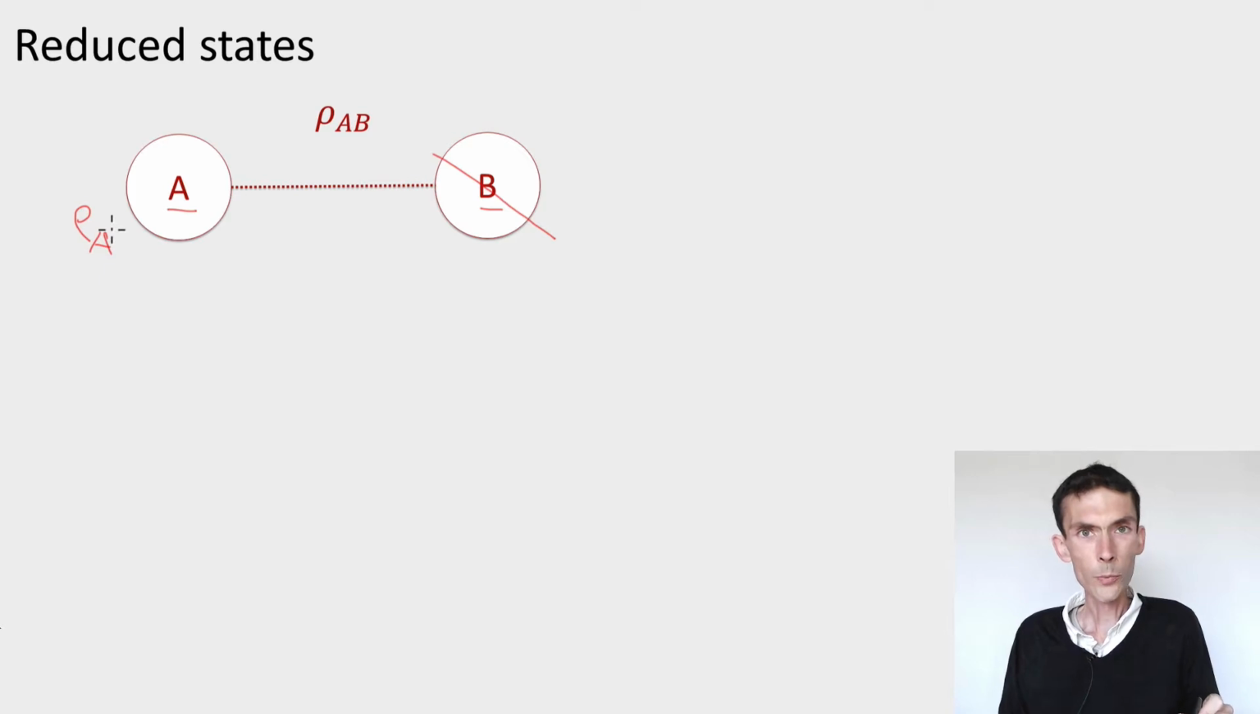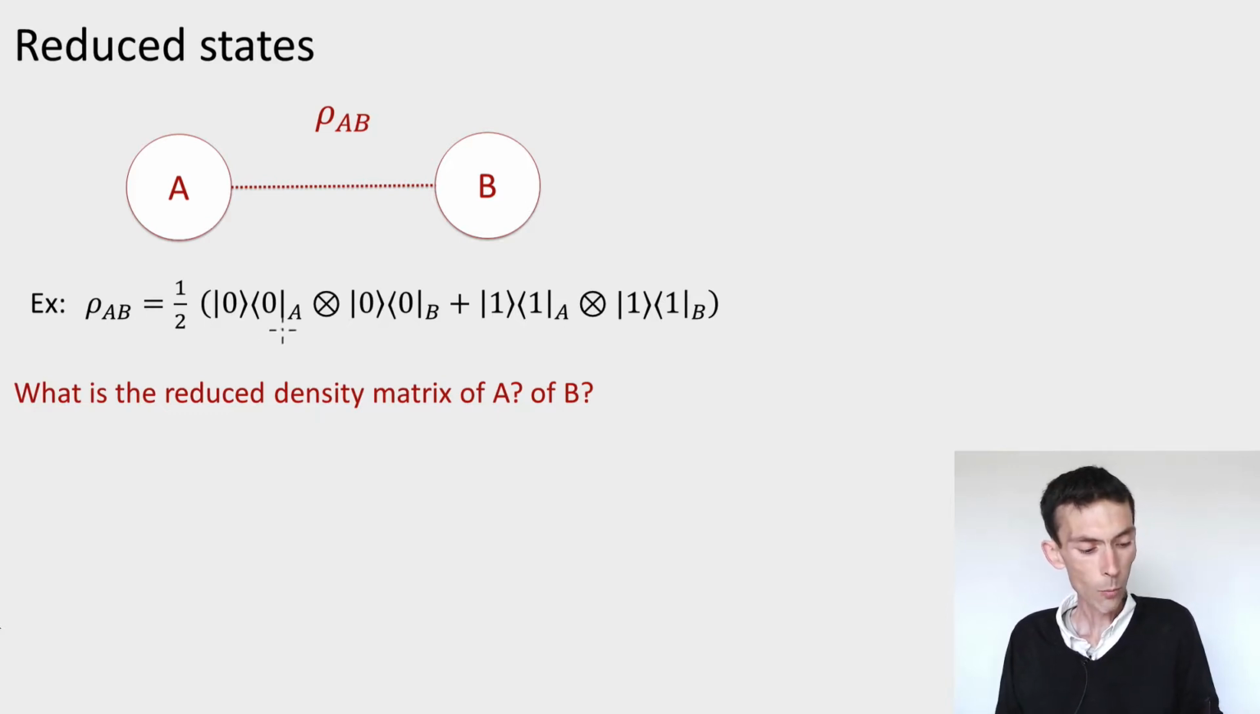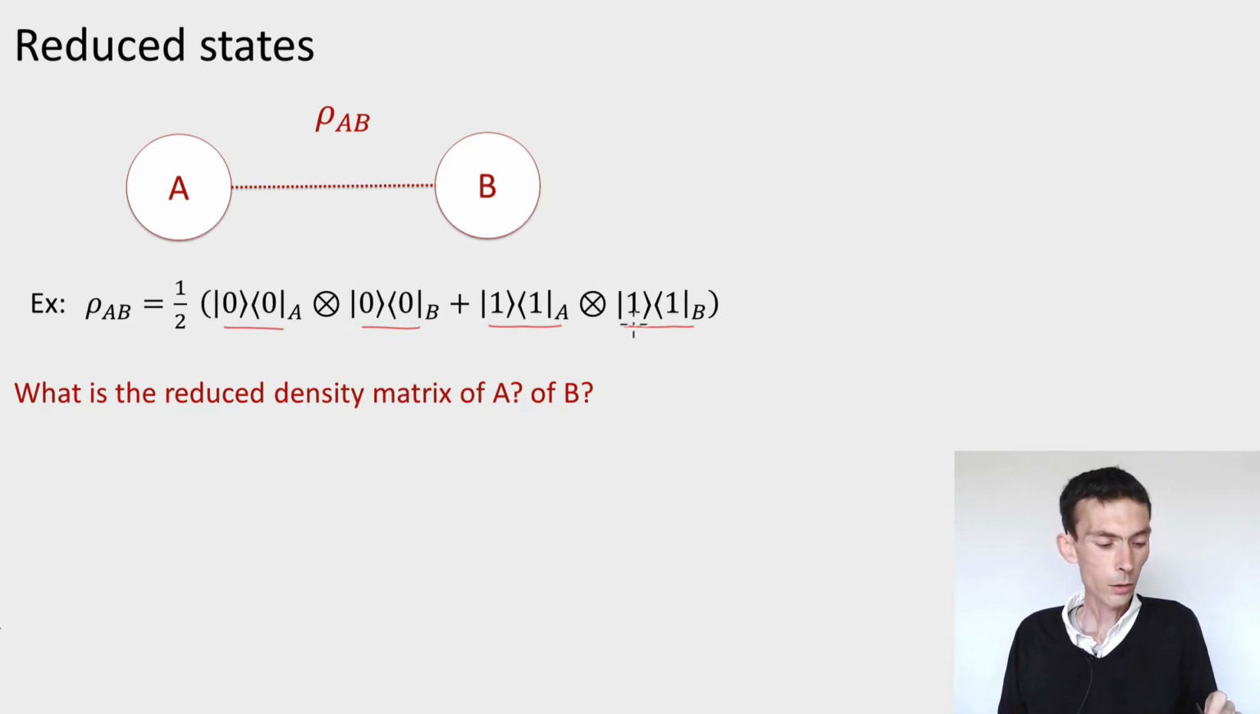How do we perform this operation? So let's look at a couple simple examples to get started. The first example would be a density matrix that's given like this. So it's a uniform mixture with probability half. Both systems A and B are in the 0 state, and with probability half, both systems A and B are in the 1 state.